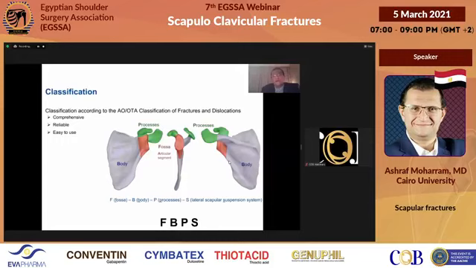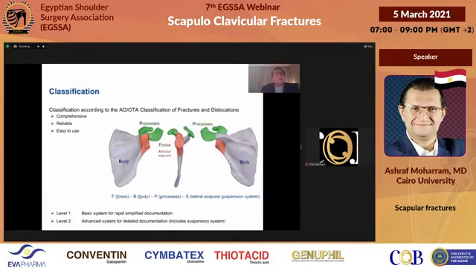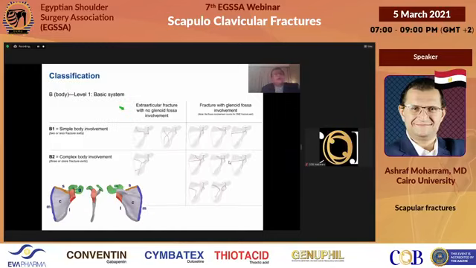So if it involves the body, it's a B. If the fossa is involved, we talk about an F fracture. If both, it's an FB fracture. If the processes are fractured, it's an FBP or a BP. And we use S to designate the lateral scapular suspension system. There are 2 levels of classification: the basic one for rapid and simplified documentation, while there's an advanced system to put much more detail into these injuries.